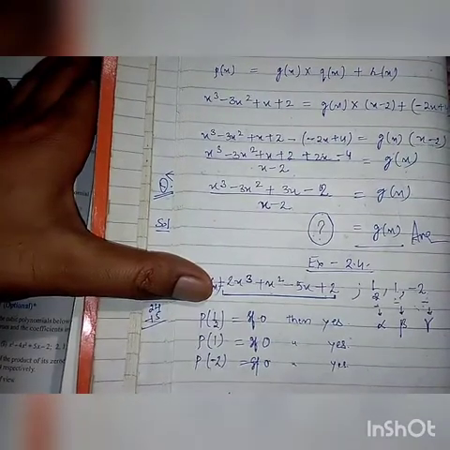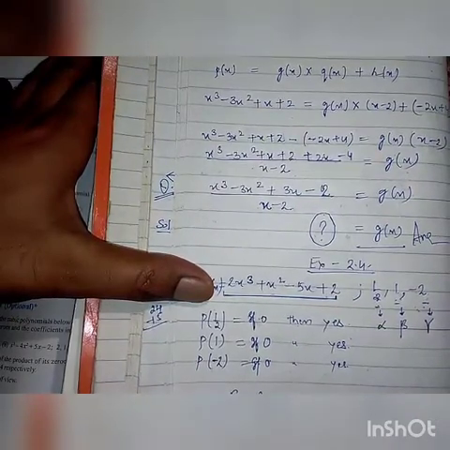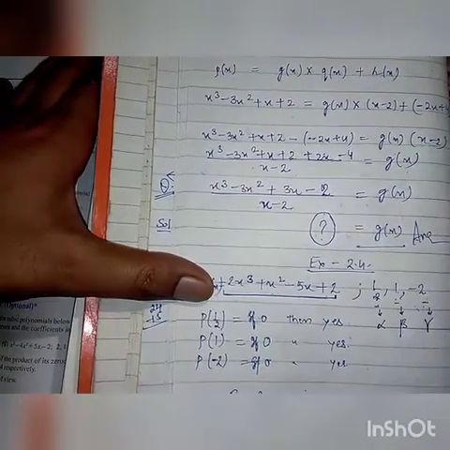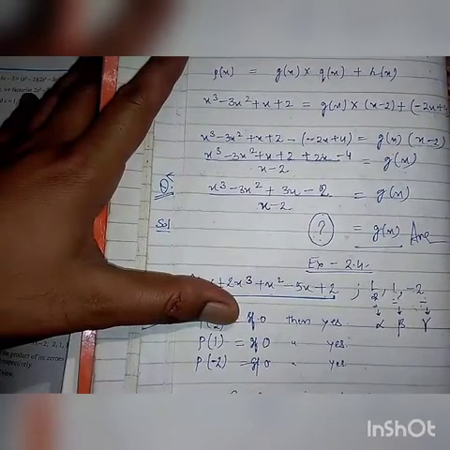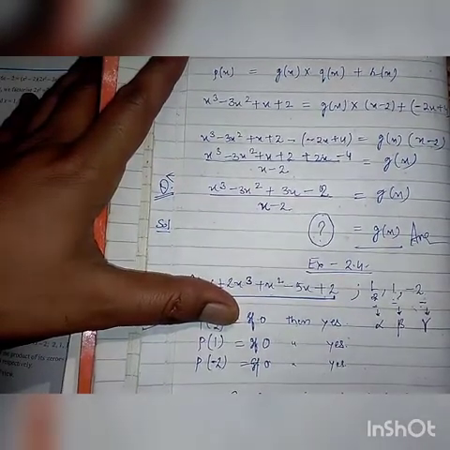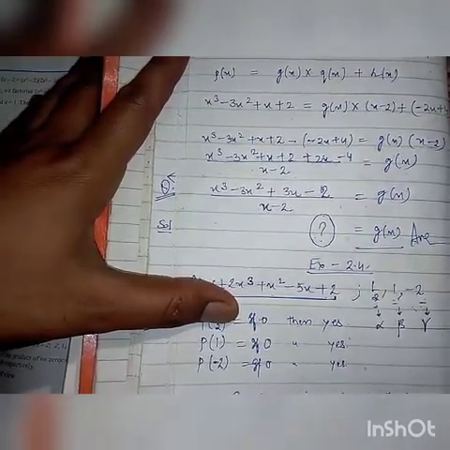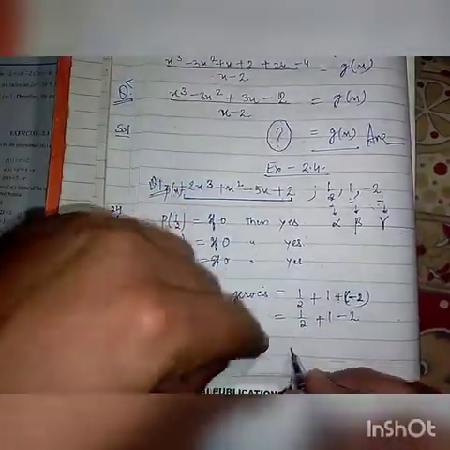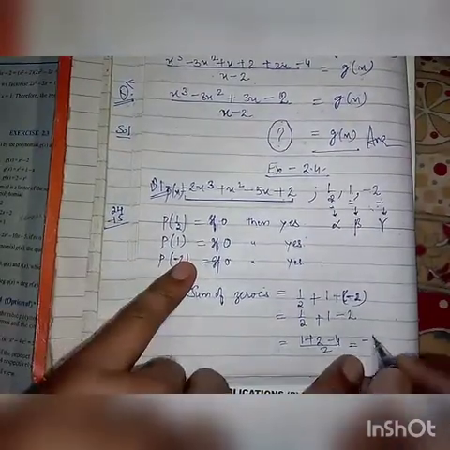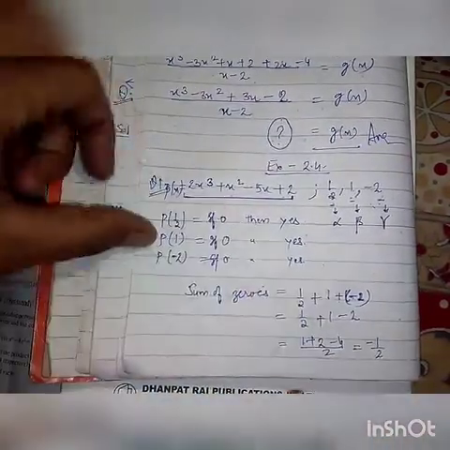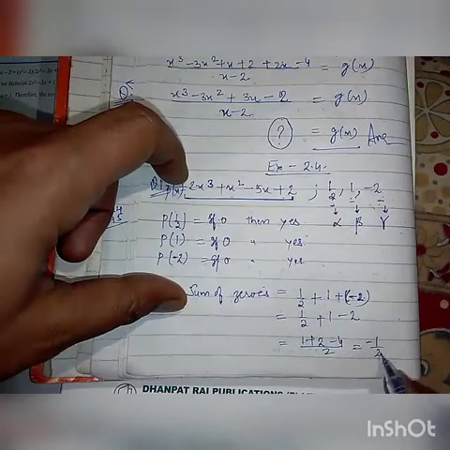So what is the sum of zeros? Sum of zeros is equal to half plus 1 plus minus 2. For your understanding, 1 by 2 plus 1 plus minus 2. So find out how much you are getting here. 1 plus 2 minus 4, whole upon 2. 2 plus 1 is 3, ultimately you are getting minus 1 by 2. So by simple calculation, the addition of the three zeros gives minus 1 by 2. It means the sum of zeros is minus 1 by 2.